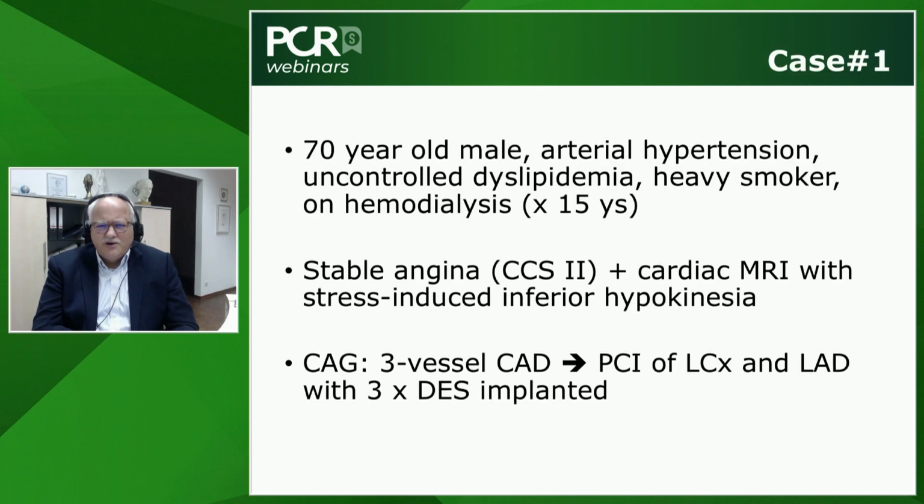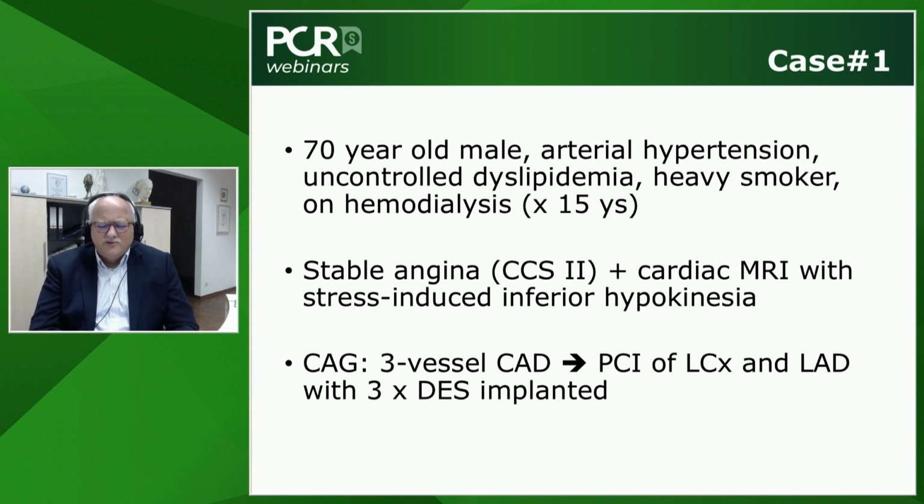So it's a 70-year-old male patient who has arterial hypertension and uncontrolled dyslipidemia, and he's a heavy smoker and has been on hemodialysis for 15 years. And we know that these patients, in particular being on hemodialysis, have heavily calcified coronary arteries. He presented with stable angina in CCS2 class, and in cardiac MRI, he presented a stress-induced inferior hyperkinesia.